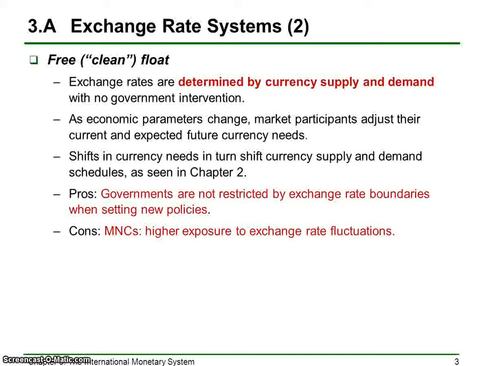As you can understand, when economic parameters change, market participants would have to adjust their current and expected future currency needs. Now, what are economic parameters? They are interest rates, inflation rate, and political and economic risks. When these parameters change, you as a market participant would have to adjust your current and expected future currency needs. When there is an adjustment made on the currency needs, then it will shape currency supply and demand, as you can see in topic 2.